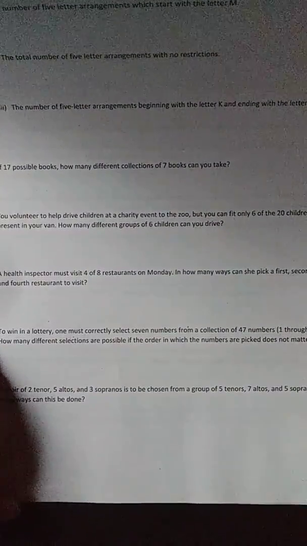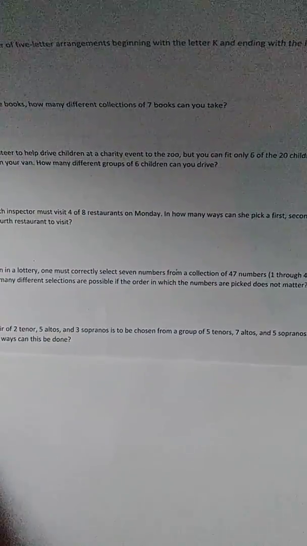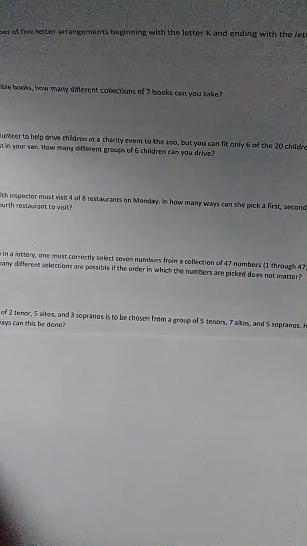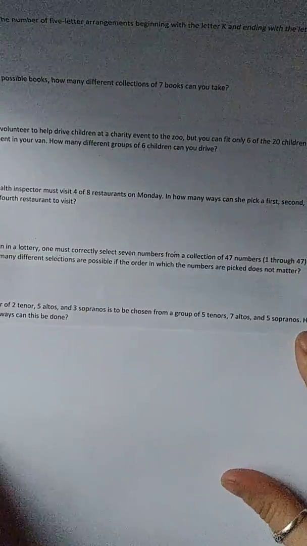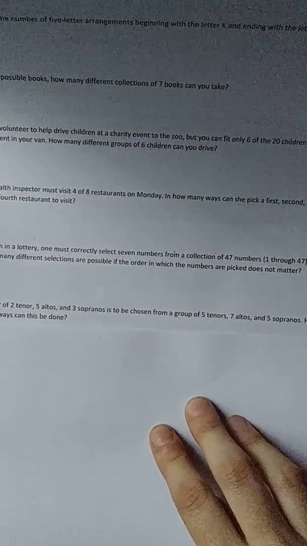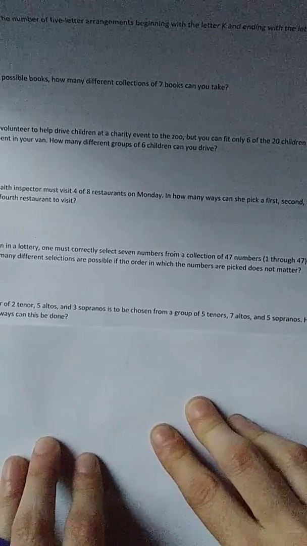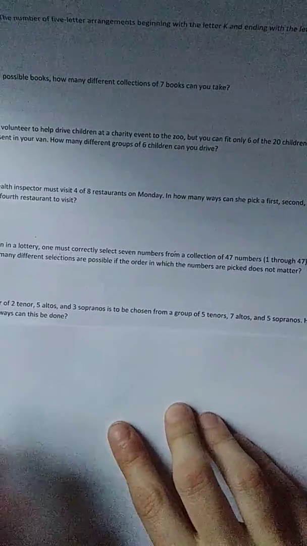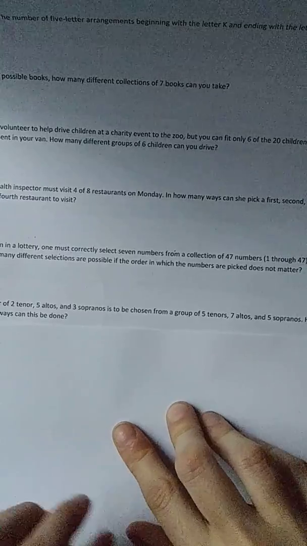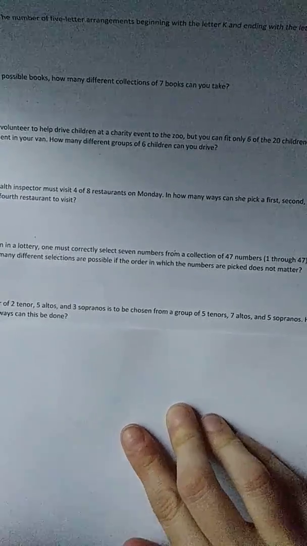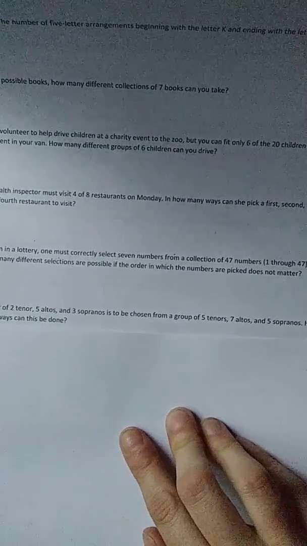For this question, we have a choir. We have 2 tenors, 5 altos, and 3 sopranos that are going to be chosen from a group of 5 tenors, 7 altos, and 5 sopranos. So we have to figure out the number of ways that we can choose people. And in this case, each specific classification of singer is its own category. So we're going to be choosing from within those, not singers altogether.